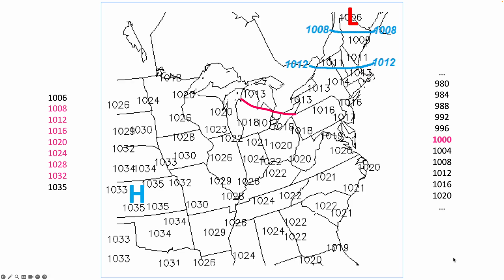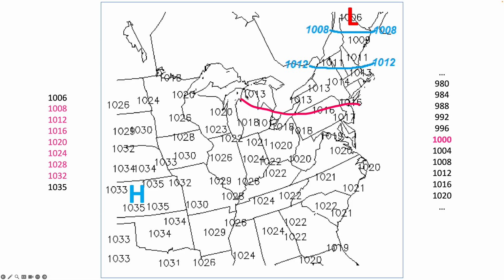But I'm going to just show you this in segments. So here's our 1,016 millibar isobar. Now, what you'll notice is that we only have one value of 1,016 on the map, and it's right here in Pennsylvania. Everywhere else, I'm basically interpolating between values that are less than 1,016 and greater than 1,016.